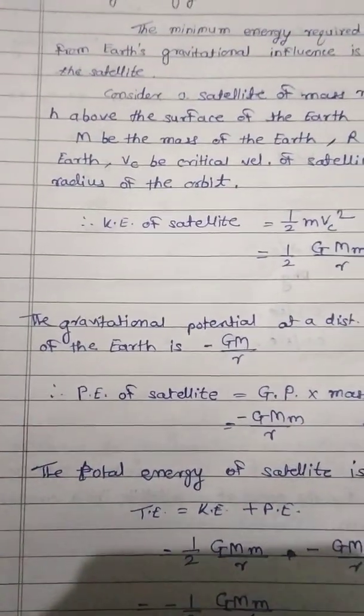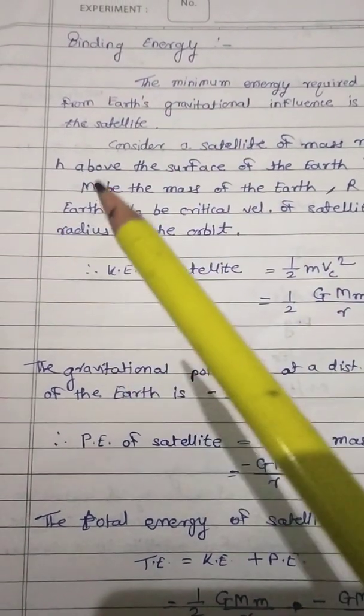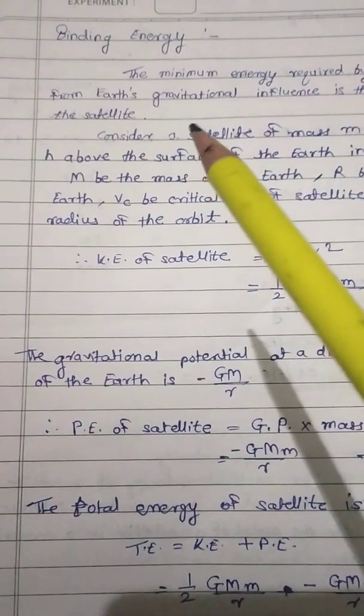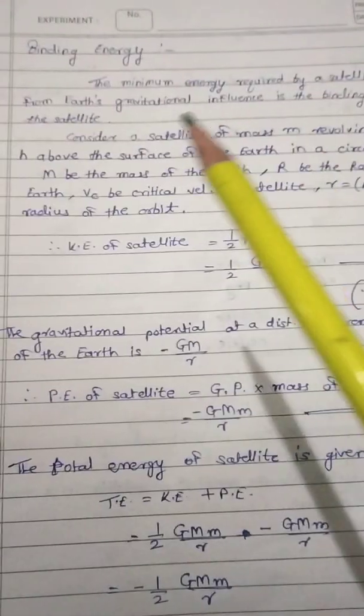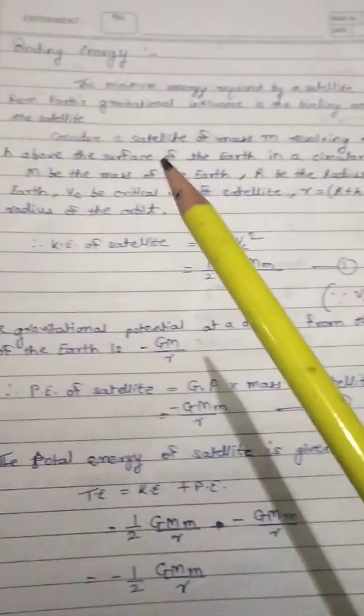Hello students, this is our last point of binding energy. Not escape velocity, binding energy is the last point. So what is the binding energy? The minimum energy required by a satellite to escape from Earth's gravitational influence is called the binding energy of the satellite.